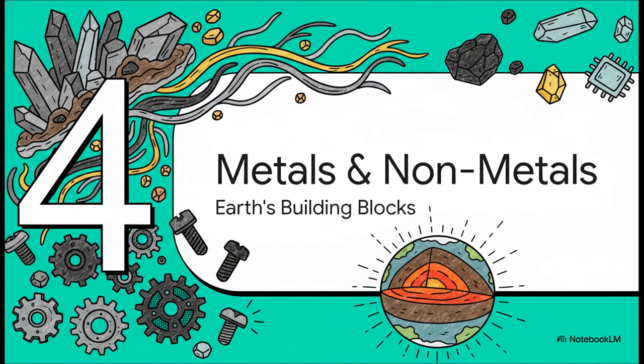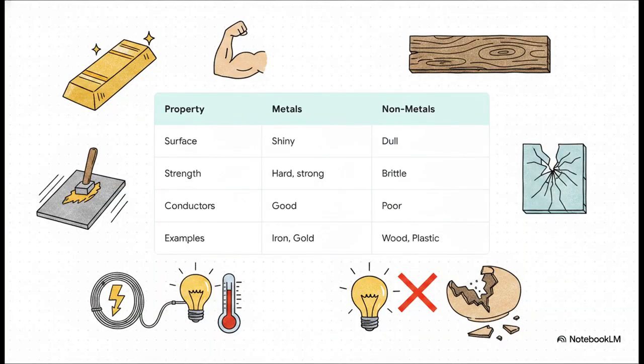Section 4. Metals and nonmetals. Now zooming out to the raw materials themselves, the Earth gives us two incredibly different types of building blocks. First, metals. Think iron, gold, silver, aluminum. These guys are shiny, they're hard, strong, and they're malleable and ductile, which is just a fancy way of saying we can bend them or stretch them into thin wires. Plus, they're amazing conductors of both heat and electricity.